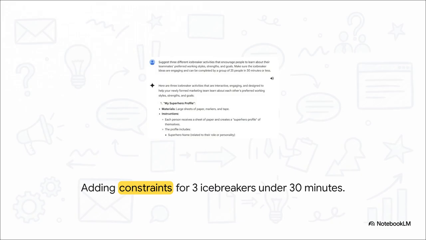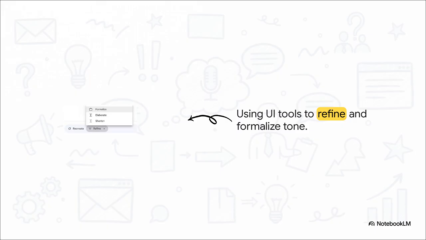We ask the AI for 3 different icebreaker activities, but we say, make sure they encourage learning about preferred working styles, ensure they're engaging, and, here's the kicker, make sure they can be completed by a group of exactly 25 people in 30 minutes or less. The AI takes that and hands us a specific superhero profile activity that perfectly fits those strict boundaries. How cool is that?